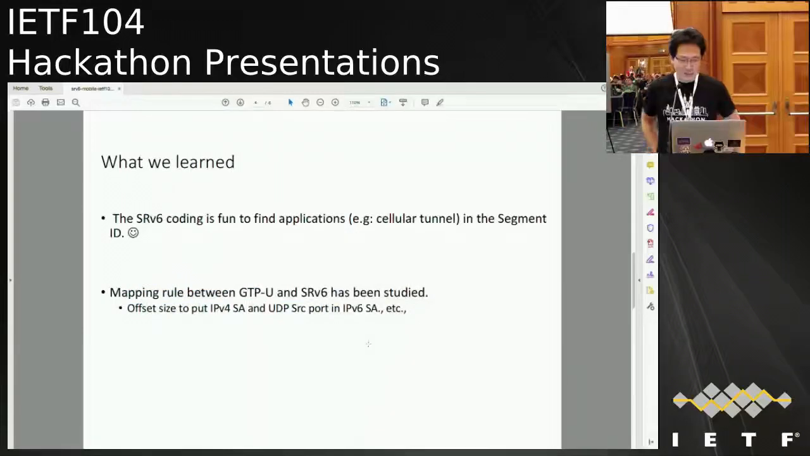What we learned is that the coding for SRv6 is fun, to find the application inside of the segment ID, even for the other side of the standardization body. So it is possible. The mapping rule between GTP-U and SRv6 has been studied. We found some missing parameters to be configured to pick the right bits from the source port and source IP addresses, for example.